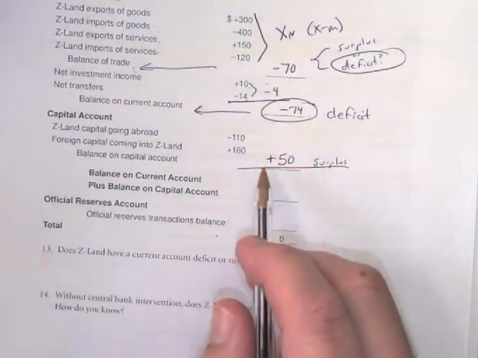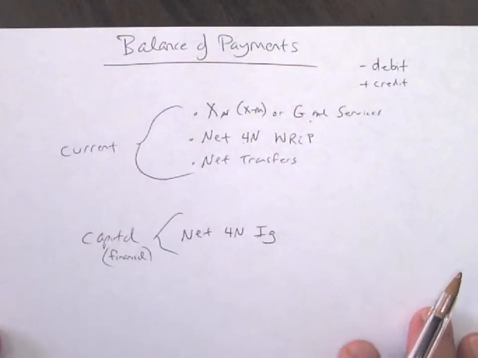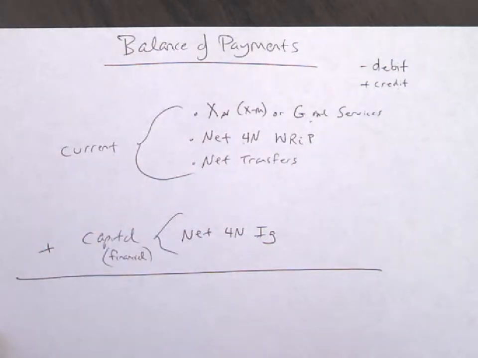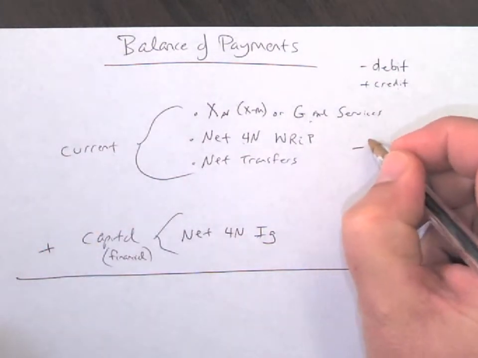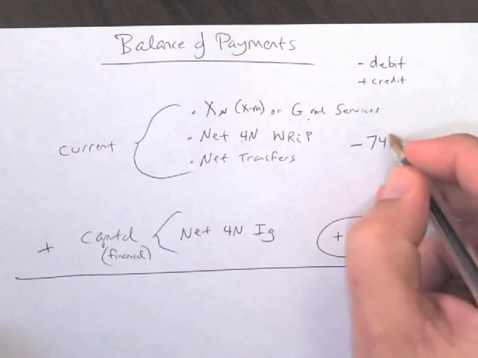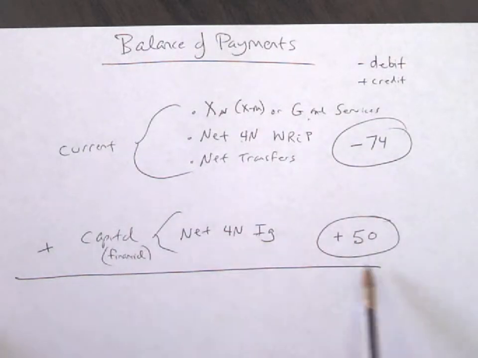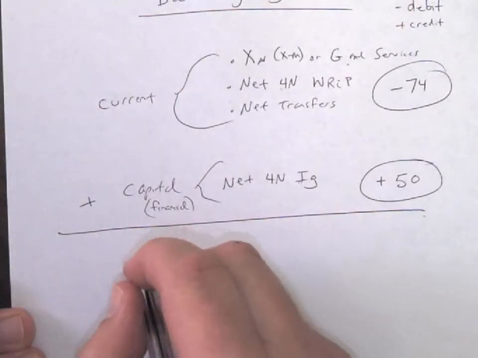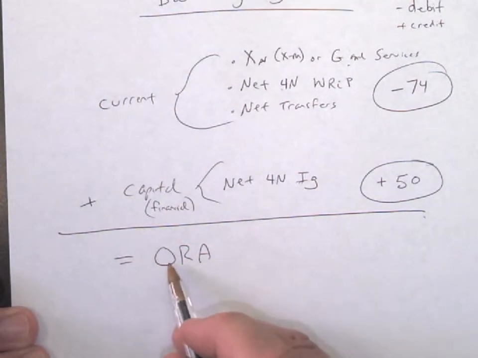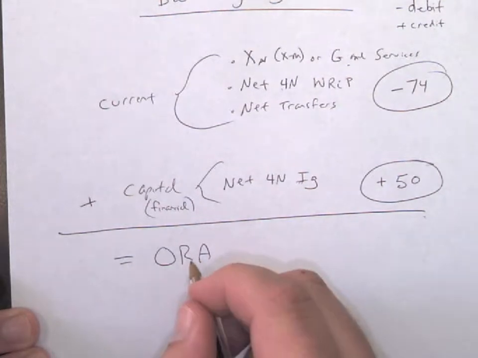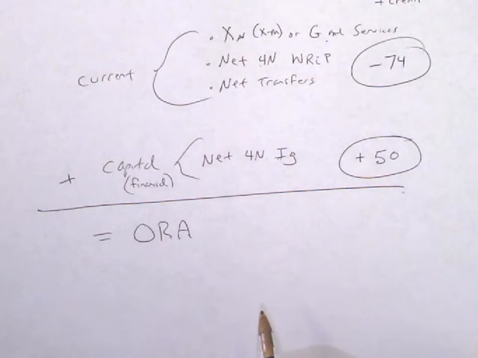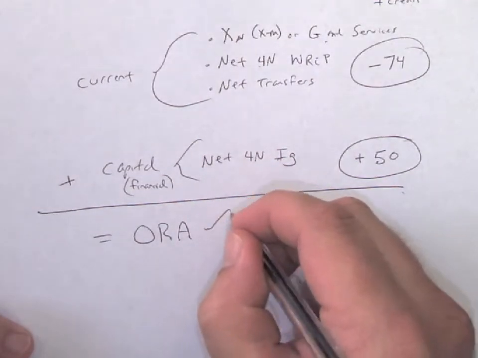Okay? So now once you have these things, we're going to add them together, or net. So on our current account we had minus 74, and our capital account we had a plus 50. Those 2 things were what we solved for on Z-Land. And what we need to do is equal them with our official reserves account. The official reserves account is a place where the United States can stockpile foreign currency, or it can borrow from for the next year. So there's 2 things we can do.